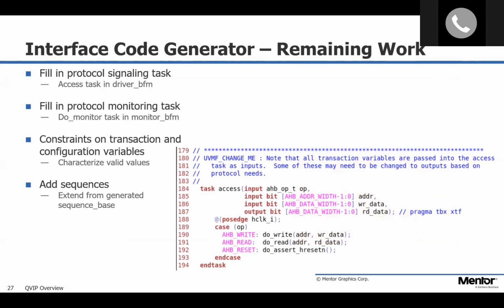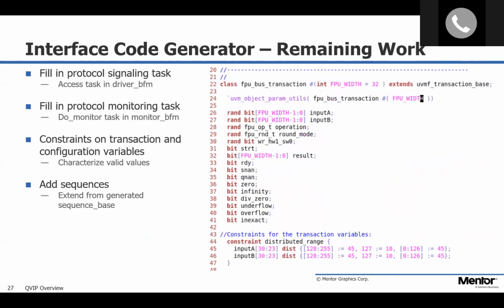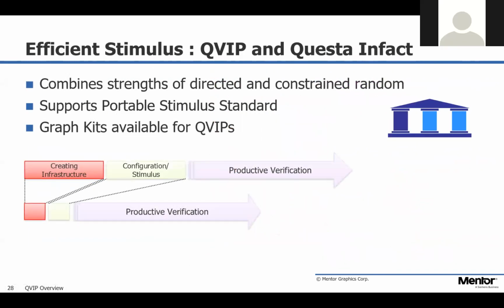So I think this first task, we put in this general access task, and then you would go in and change that to maybe a do read and a do write task. And you fill in all the signaling that's needed to do that. For bus transactions, you'd extend that base transaction and give some constraints and set that up. But now let's say you've done a UVM test bench, you want to bring in a verification component. How do you do that?